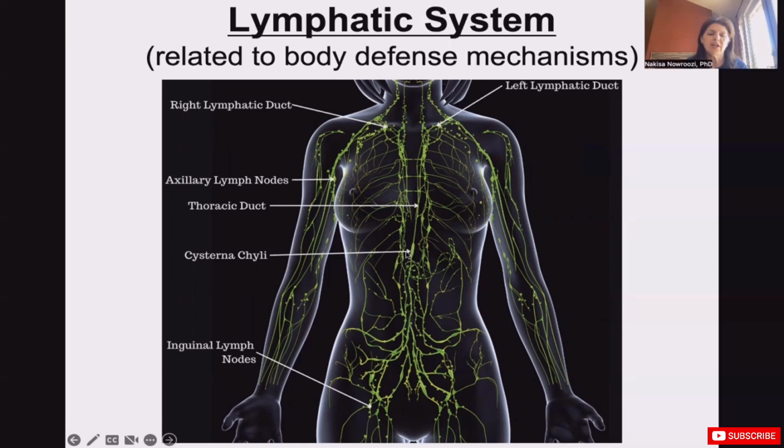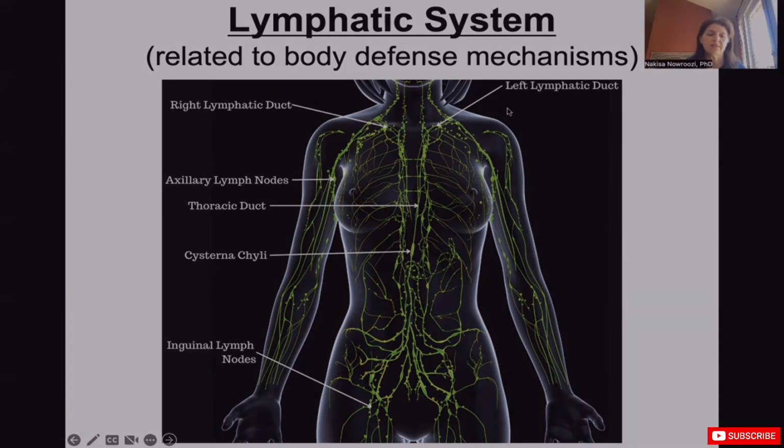And the cisterna chyli, this bulged out structure, is a pooling place for lymph from the lower extremities. It comes here, gets concentrated, and through the thoracic duct, it goes and merges into the left lymphatic duct and right lymphatic duct. The left lymphatic duct is sometimes called the thoracic duct as well. Here, these are cervical lymph nodes. These are axillary lymph nodes, and you see the right lymphatic duct and left lymphatic duct.